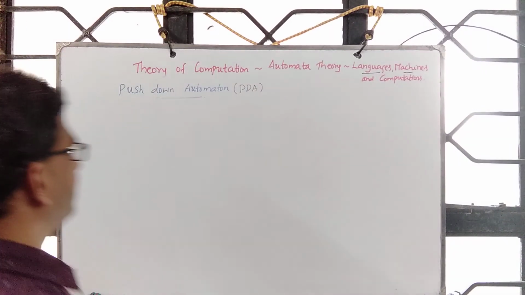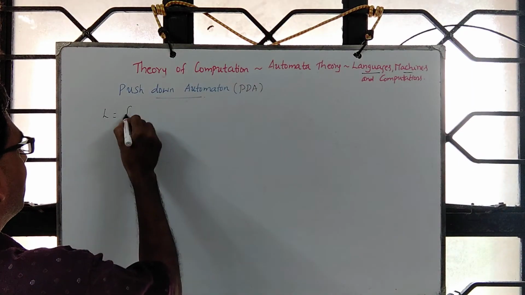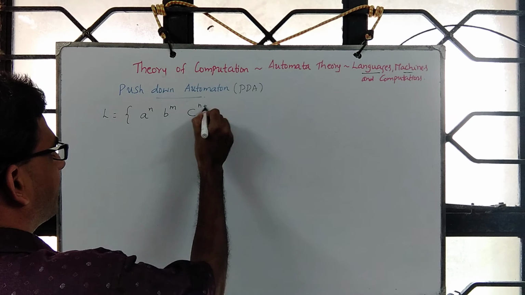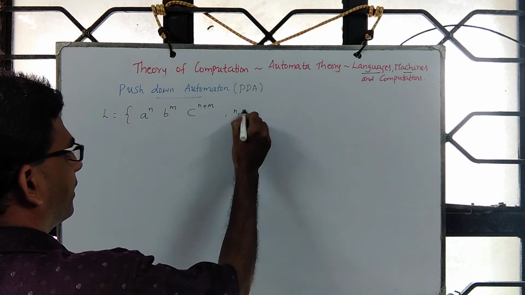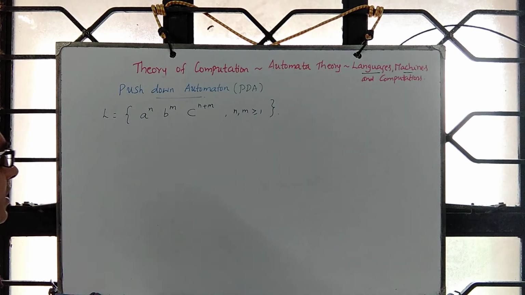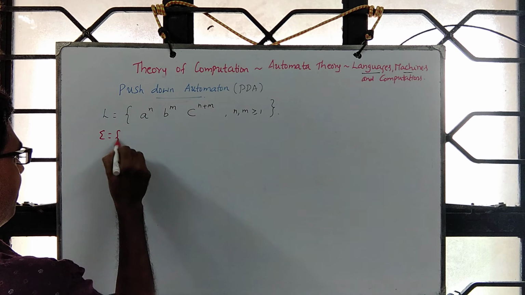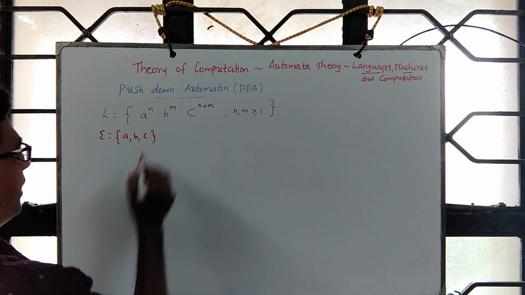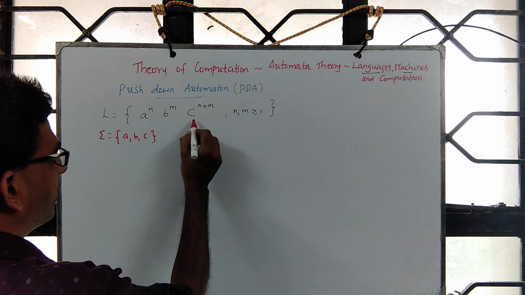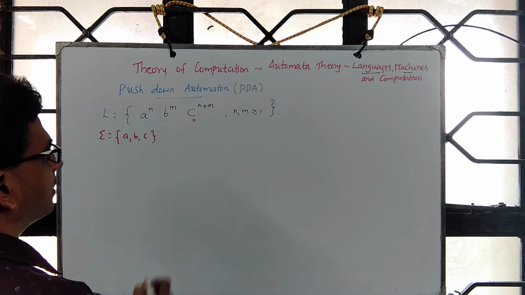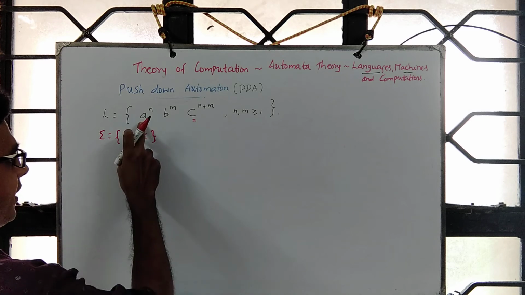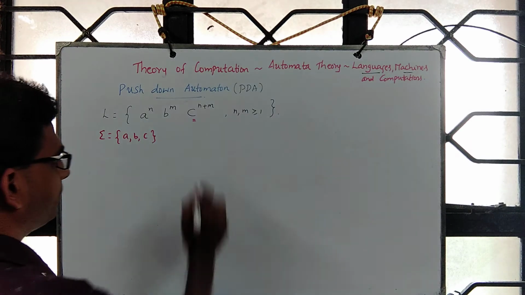Our next case study for design is the following: a power n, b power m, c power n plus m, and n comma m is at least 1. So what this says is the underlying alphabet is ABC. It contains the set of all strings over ABC such that the number of C's read is the sum of the number of A's and the number of B's.